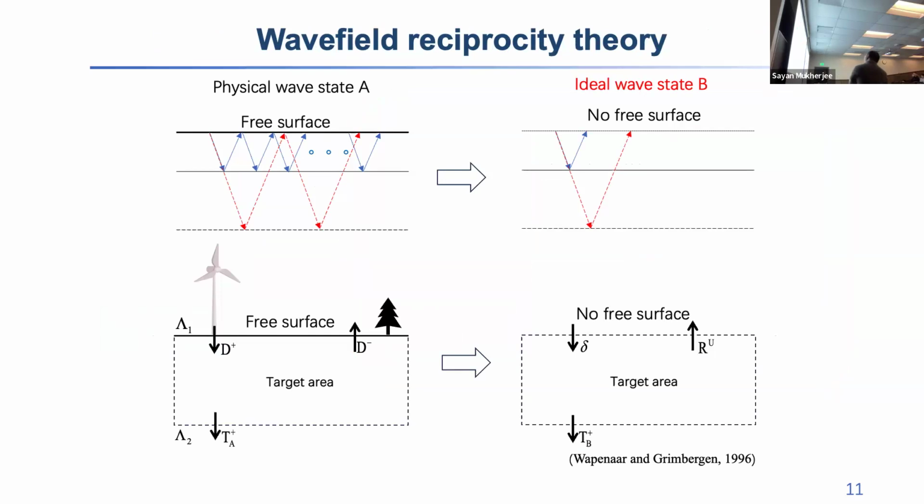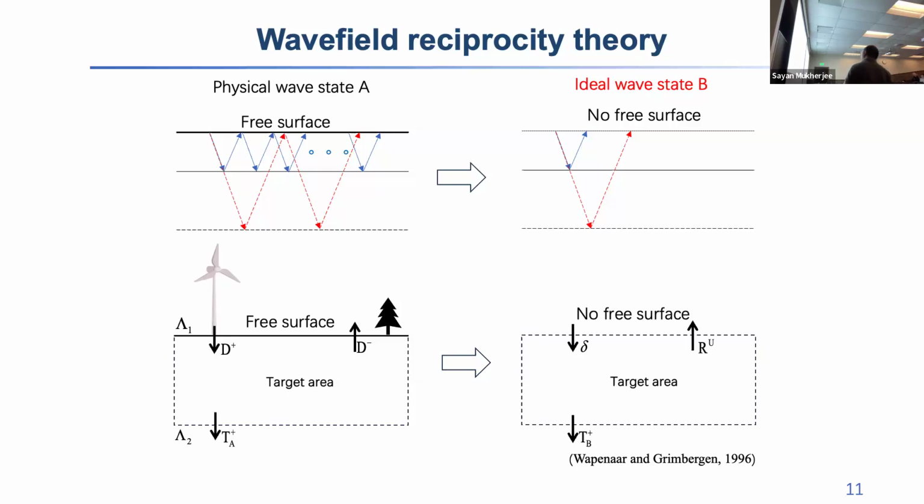The basis comes from the reciprocity theory. This theory establishes the combination between the physical wave state and the ideal wave state. Here, the physical state means the realistic situation, where there is a free surface, a primary reflected wave and multiples. The ideal state means what we expect. We do not want the surface multiples or the multiples, so we remove the free surface. We only want the primary reflected wave.